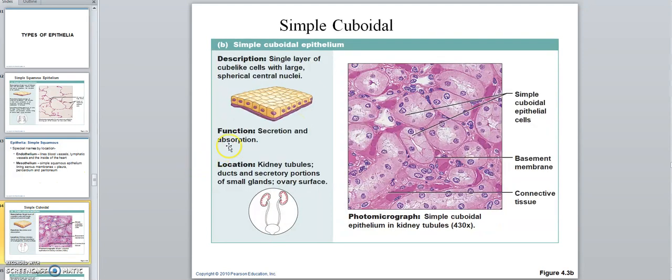If we go to simple cuboidal, it can do a multitude of things because it's the in-between shape between the columnar and the simple squamous. A lot of time what it does is line ducts. Now this is in the kidney, to line ducts. See how these cells are as tall as they are wide? Simple cuboidal.